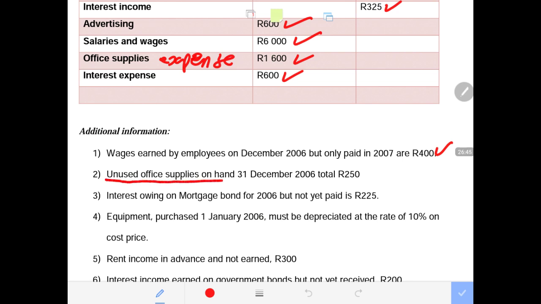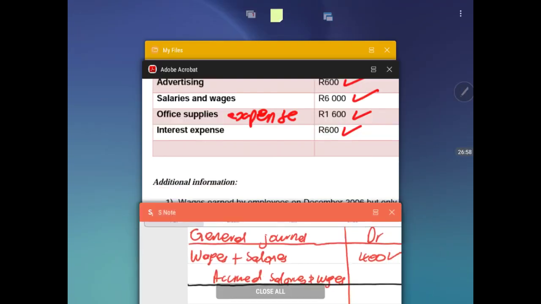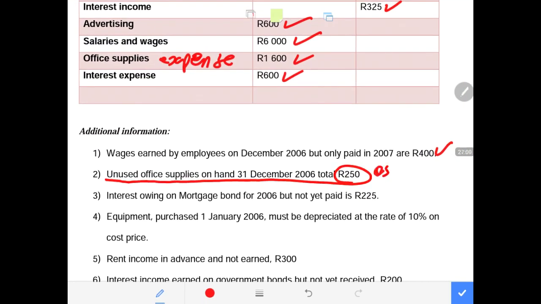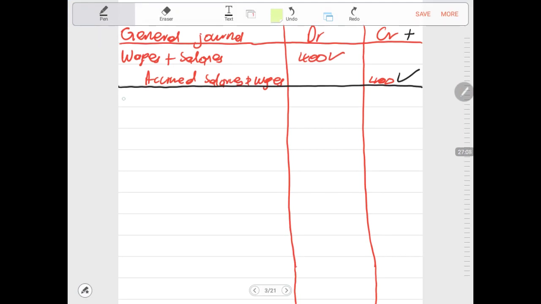Unused office supplies on hand at the end of December is 250. So now this is the unused office supplies, which is office supplies on hand. And in this case, this is an asset. Whenever we have not used inventory, therefore now that inventory of stationery becomes an asset. So now we must record this as an asset and say office supplies on hand, which is an asset. Then we say the amount is 250.